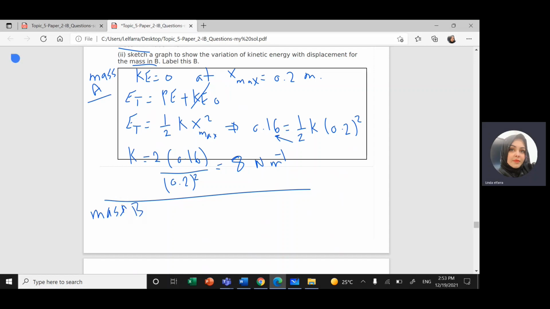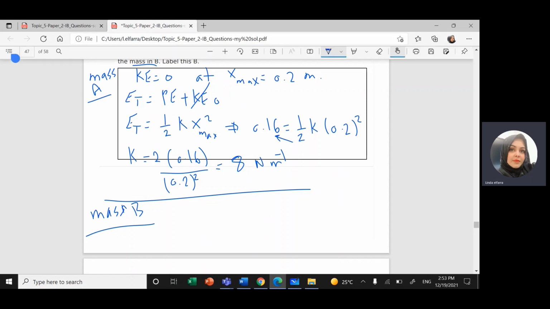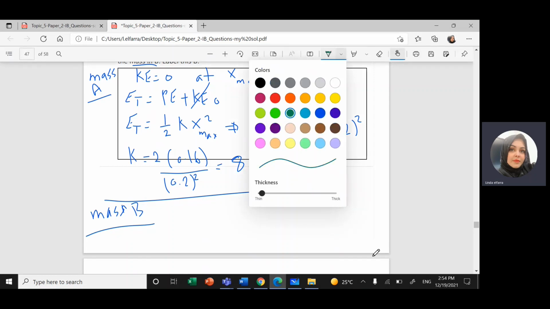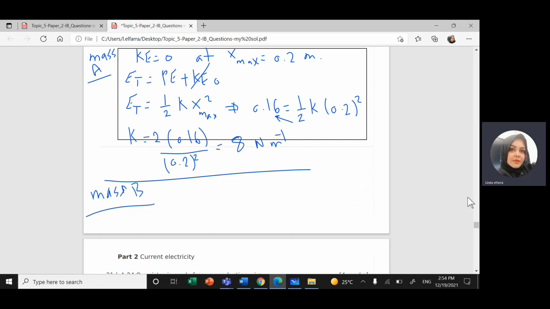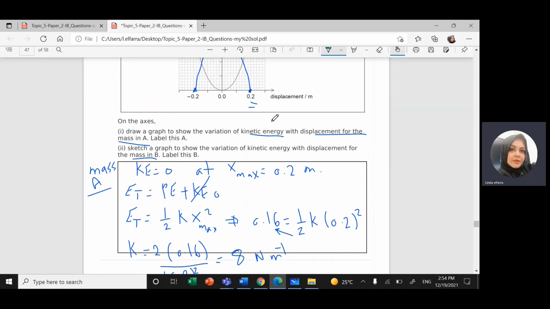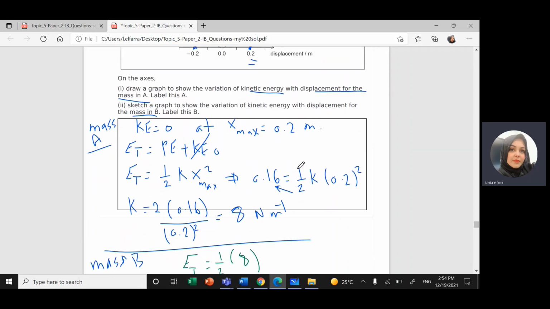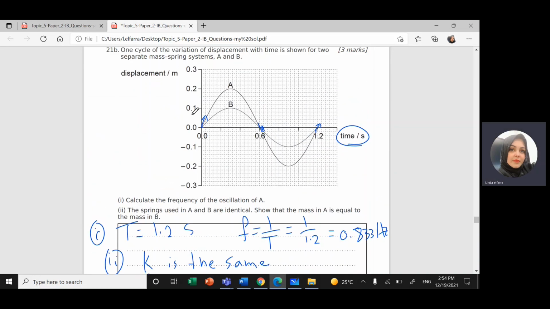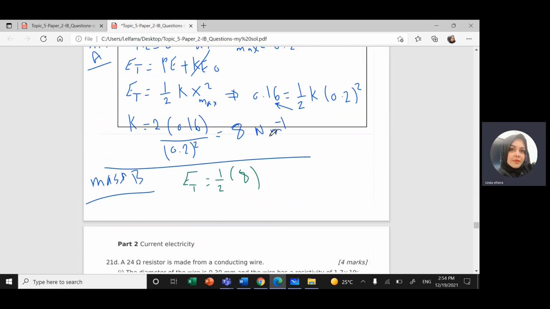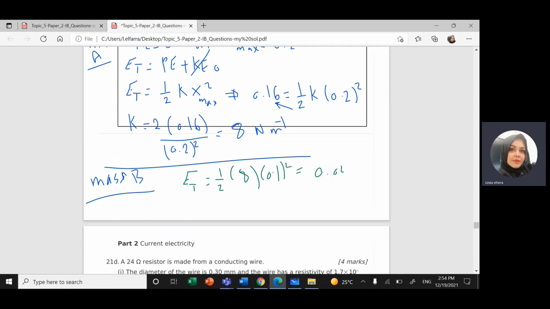Mass B, okay, same thing. Let's just change the color. For mass B, total energy, we'll do the same thing. Total energy, E total, will equal half the spring constant K, which is 8, times the maximum displacement from the graph, from this graph, it's 0.1. So times 0.1 squared, and this will give us 0.04.